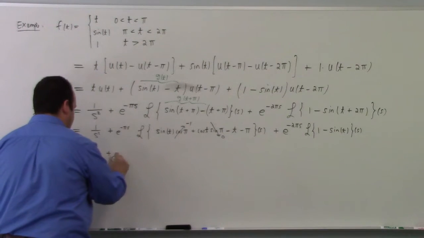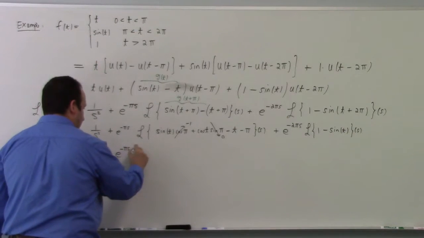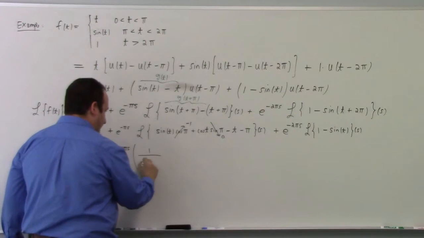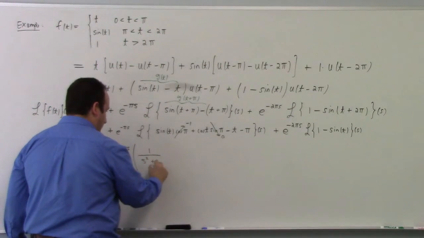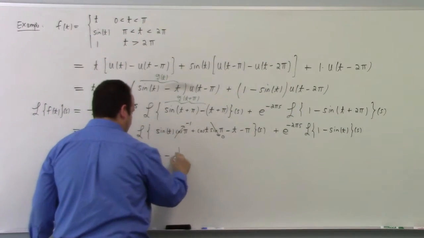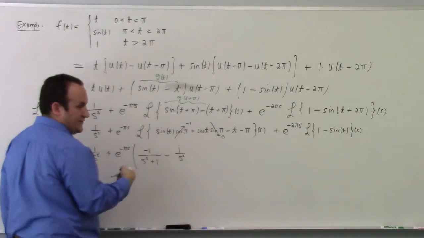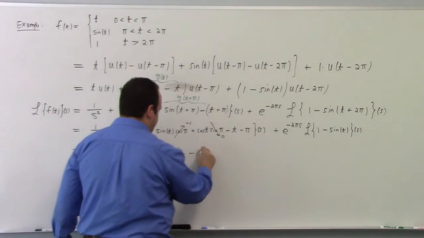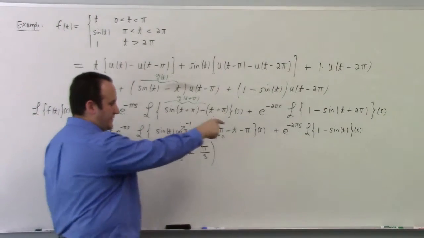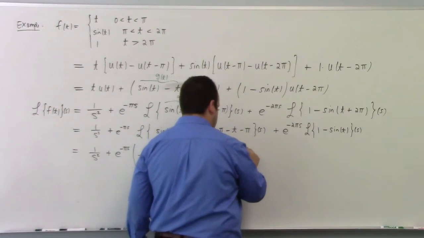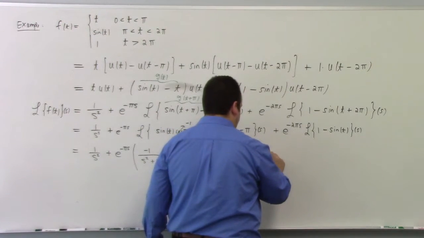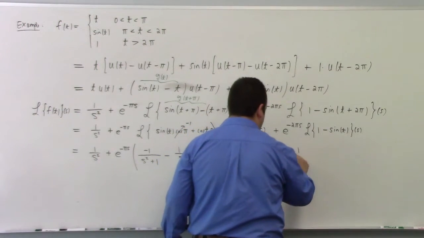So, 1 over s squared plus e to the minus pi s, parentheses, the sine t Laplace transforms to 1 over s squared plus 1. But don't forget my minus, right? The t transforms to 1 over s squared, but there's a minus, so minus 1 over s squared. That pi transforms to minus pi over s, all right? And then this guy, e to the minus 2 pi s, parentheses, 1 over s, minus 1 over s squared plus 1.